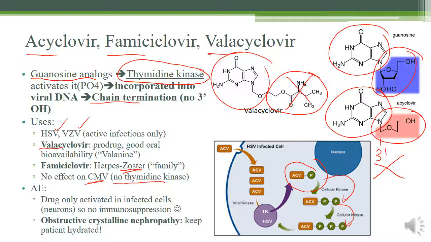The adverse effects are pretty minimal for these drugs because, as I mentioned before, they really only need to be activated in infected cells. If they go into non-infected cells, they won't be activated. So you have a decreased risk of these being incorporated into our DNA. They're only incorporated into the DNA of the viruses because the viruses are obviously going to be replicating a lot more. Now, the big side effect over here is going to be obstructive crystalline nephropathy.